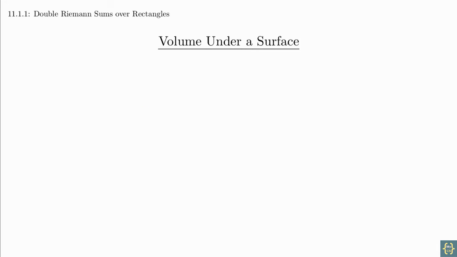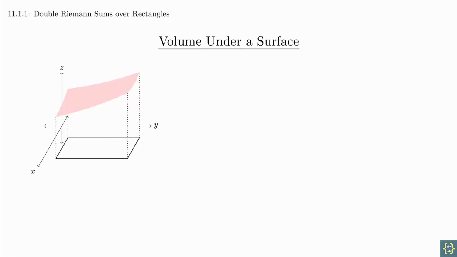We're going to repeat this process, except with an extra dimension. We're going to imagine the function z equals f of x, y that sits above the xy plane, and we're interested in the volume under the surface that sits above a rectangle. The rectangle is the generalization of the interval. Let's focus on the rectangle first. In the x direction, the rectangle goes from a to b, and in the y direction, it goes from c to d.